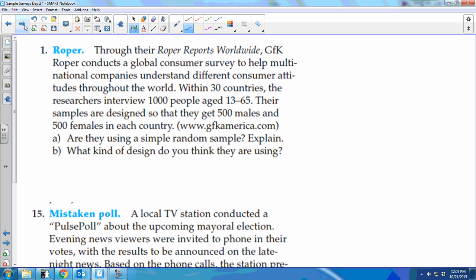Through their Roper Reports Worldwide, GfK Roper conducts a global consumer survey to help multinational companies understand different consumer attitudes throughout the world. Within 30 countries, the researchers interview 1,000 people aged 13 to 65. Their samples are designed so they get 500 males and 500 females in each country. Are they using a simple random sample? No. Why not? Right. They're getting 500 females and 500 males in each country. So that ensures that you're getting so many of one group and of another group. So that's not a simple random sample.